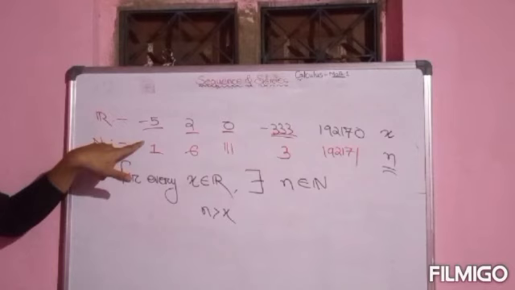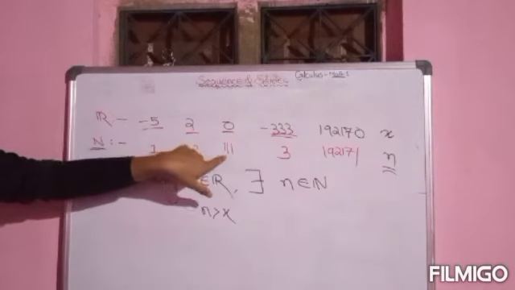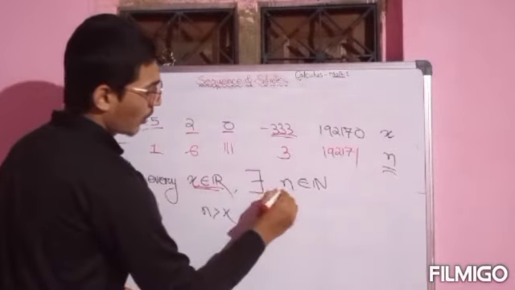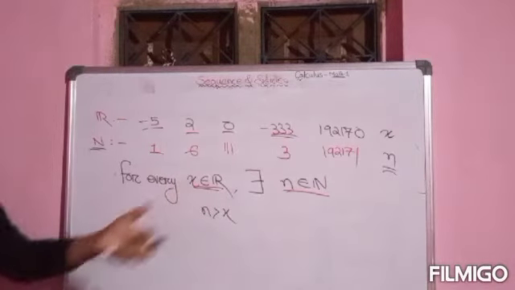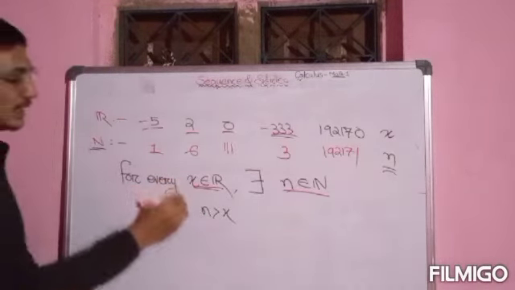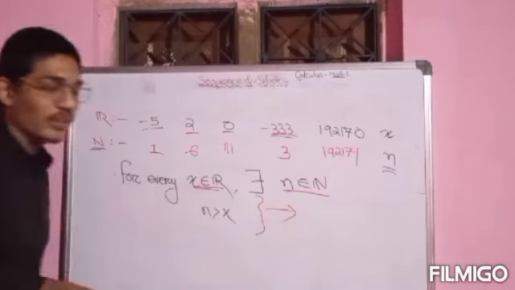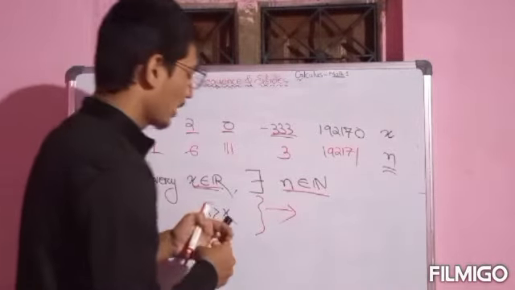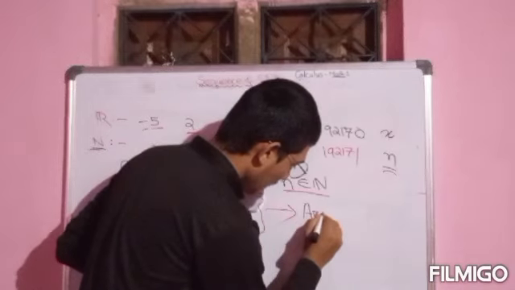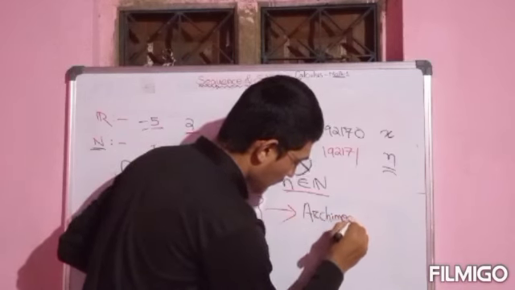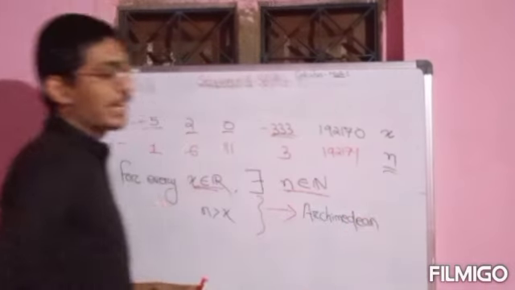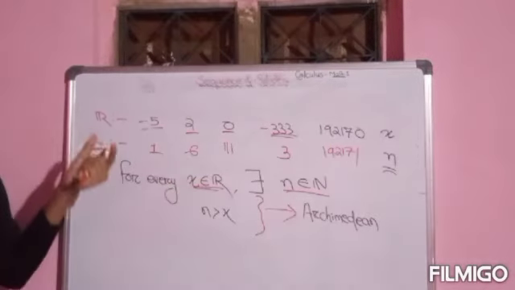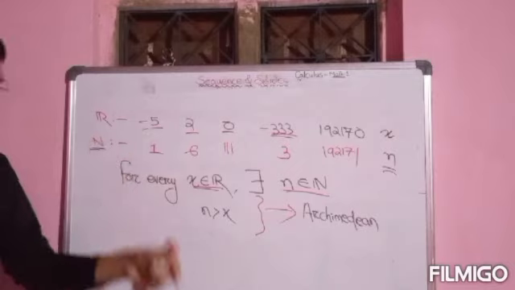Understood? See here, 1 is greater than -5, 6 is greater than 2, 1 is greater than 0. Whatever x you take, there will always be a natural number which is greater than that real number. This property is shown by the real numbers, and we will name it the Archimedean property of real numbers. Simple, right? For every real number there is a natural number which is greater than it.